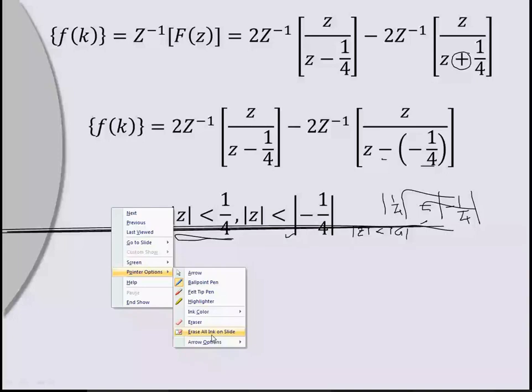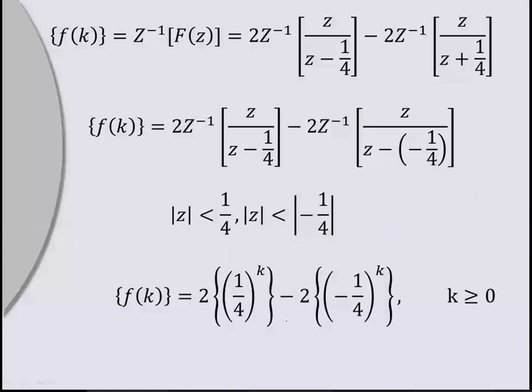So the standard formula is that the inverse of z upon z minus a is a raised to k. Standard formula of inverse z transform. So making use of that, we get 1 by 4 raised to k, and here we get minus 1 by 4 raised to k. And for both these terms, k is greater than or equal to 0. Okay? So this is how we get the solution of the difference equation.